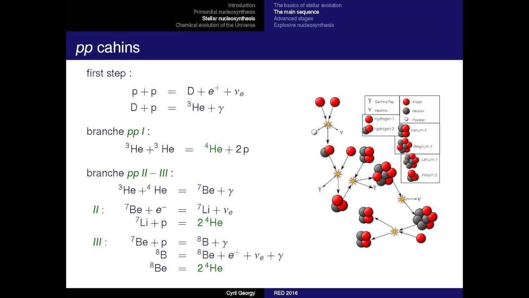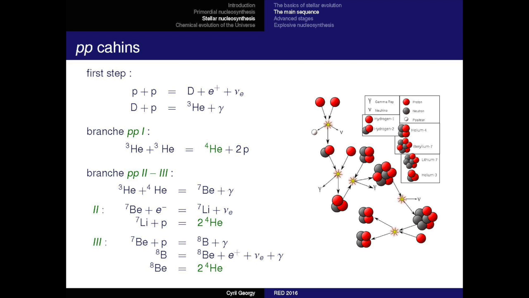So you have the pp1 cycle, which is basically taking 2 of this helium-3 together, making a nucleus of helium-4, and releasing 2 protons. So here in the sketch, you have the 2 protons that make the deuterium here, deuterium plus proton that make the helium-3 here.